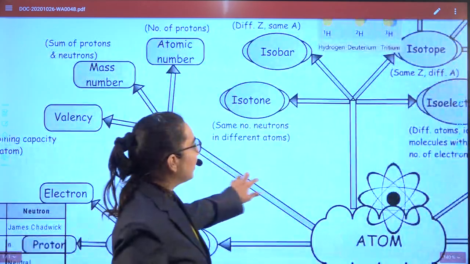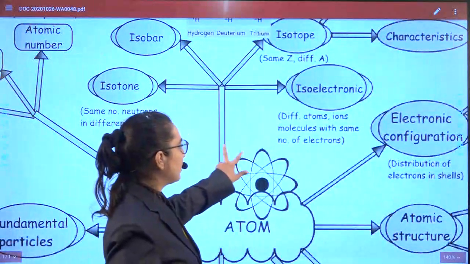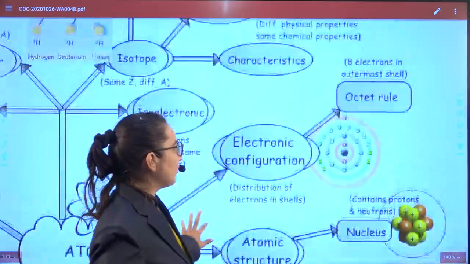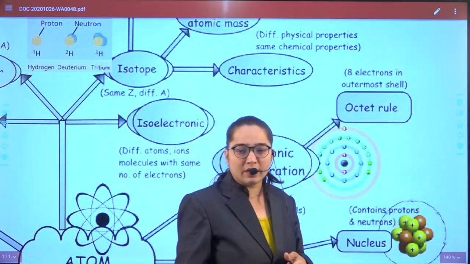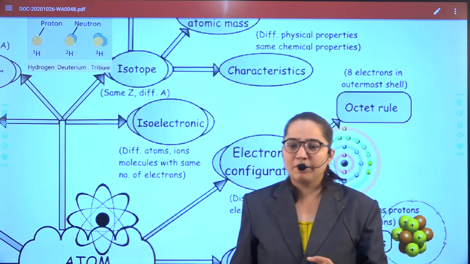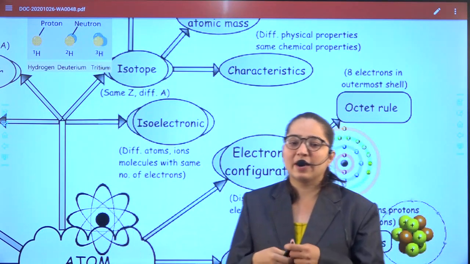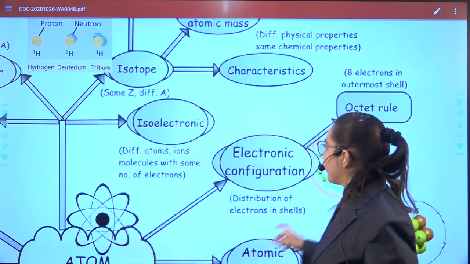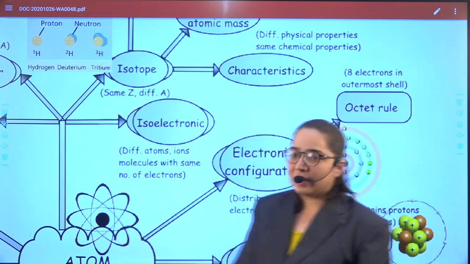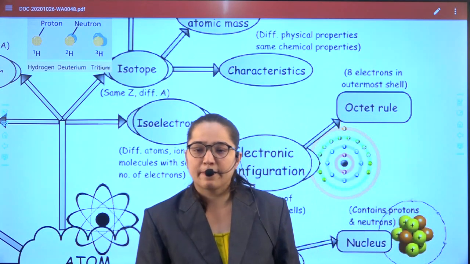After this, we discussed electronic configuration. How is the electronic configuration? It is K, L, M, N. One by one the orbits will be filled, and the outermost orbit contains 8 electrons. That is called the octet rule, and the atoms will try to achieve the octet.